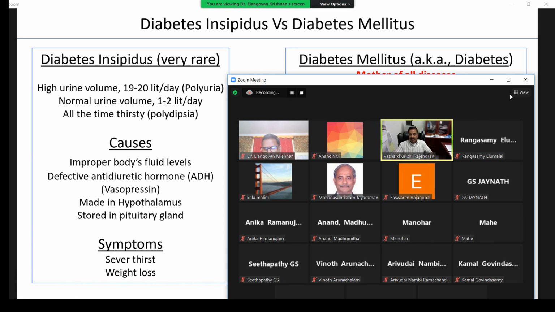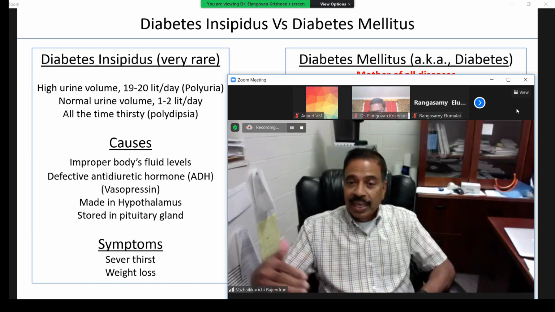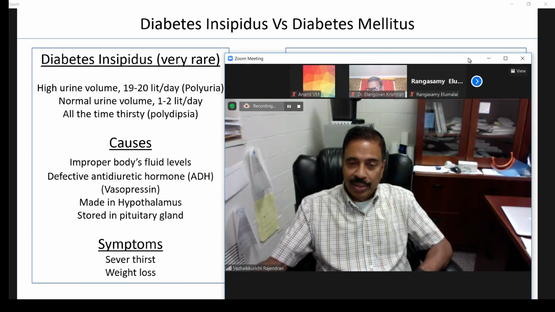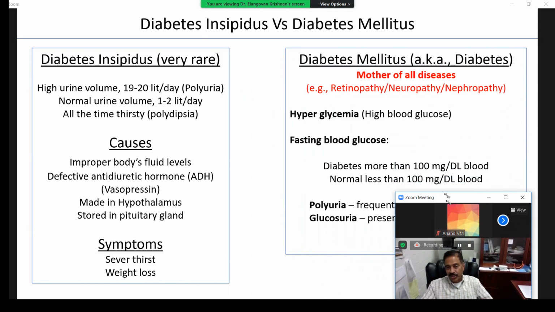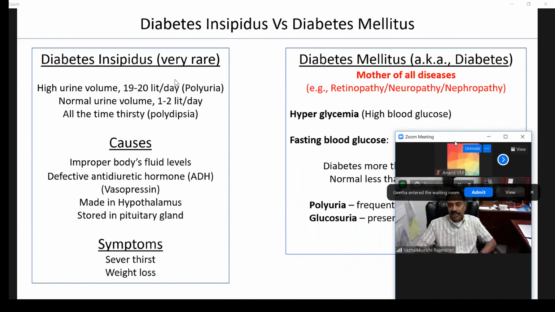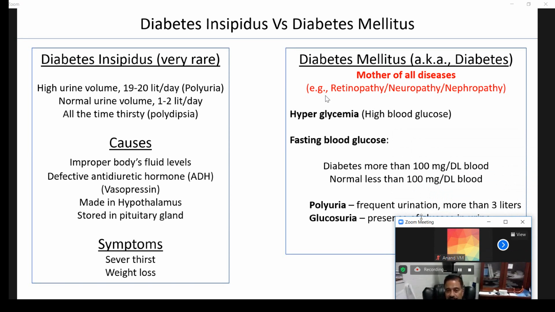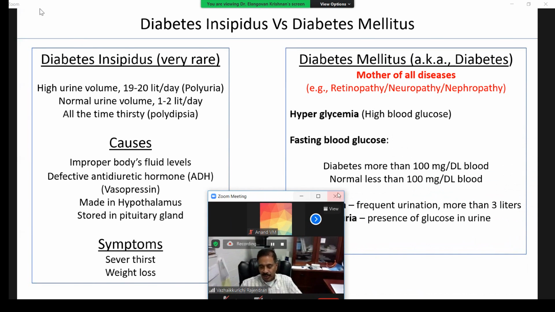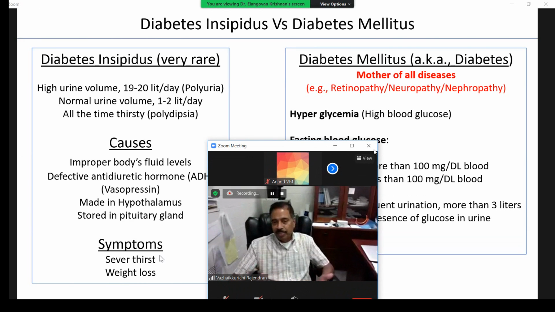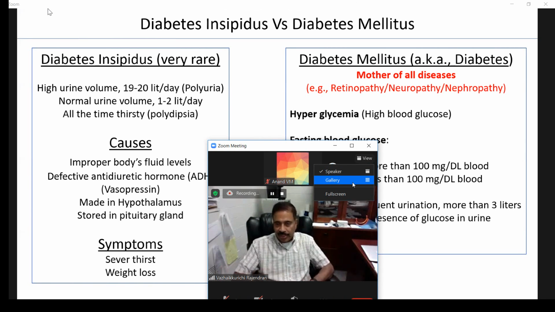If your sugar level is high in your blood, then they have to test your urine, whether you have sugar in the urine. So then they say you have polyuria, you have glucosuria, and because of that you have too much urine or frequent urination, especially at night time. You get up 3-4 times in the night to go to the bathroom for urination.